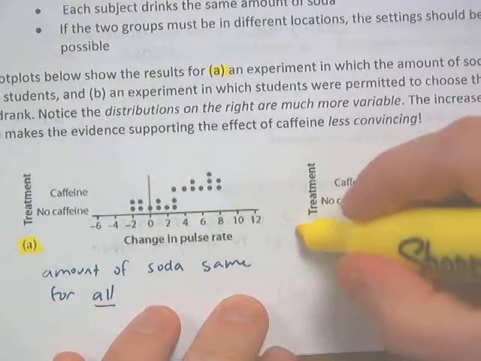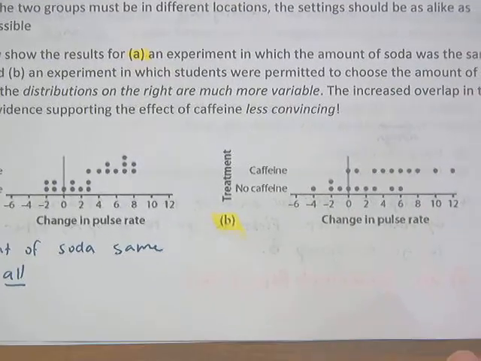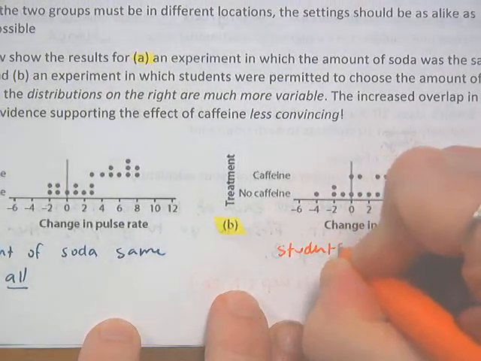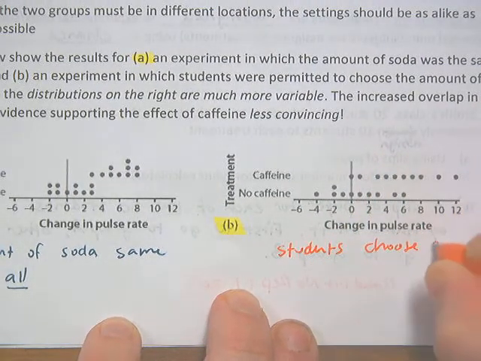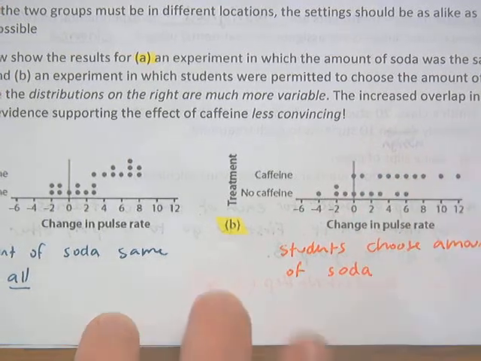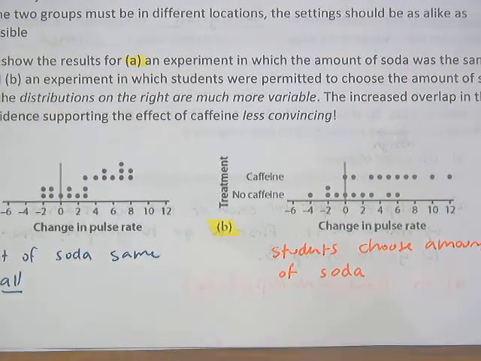Dot plot B over here, students got to choose how much soda they drank. Students choose amount of soda. Now let's analyze these dot plots and see the difference. When we talk about variability, we talk about the difference, okay? Notice the distribution on the right is much more variable.